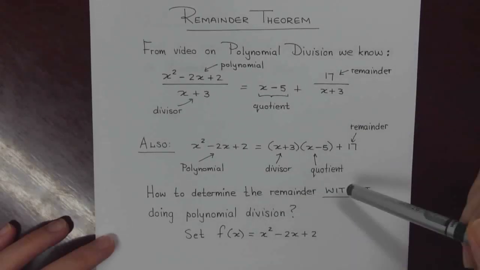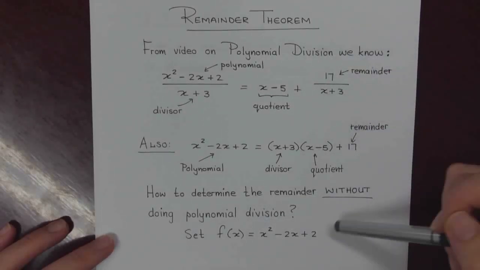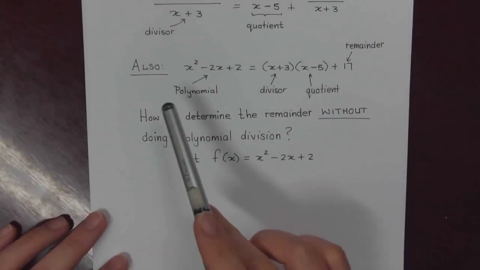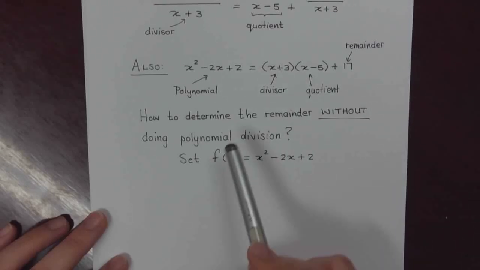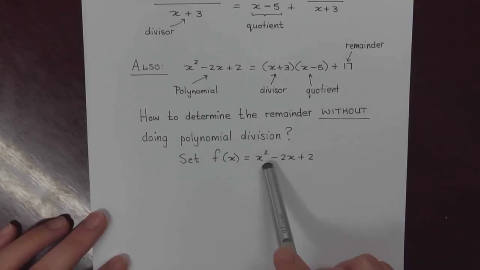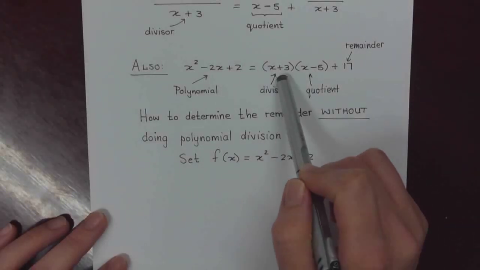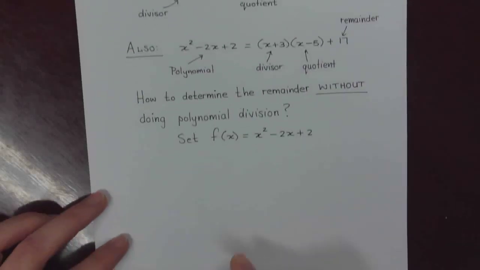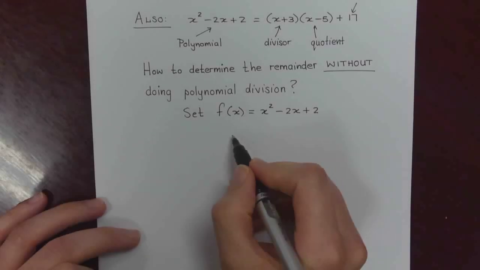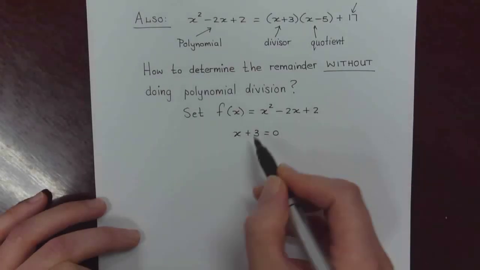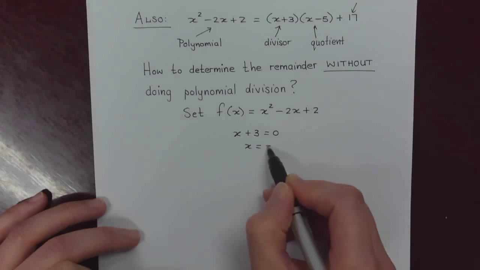Now, in order to do this, very simple and straightforward, the remainder theorem says if I take my polynomial, so in this case, x squared minus 2x plus 2, I'm going to set that equal to f(x), and there's a good reason why, you will see just now. Then the next thing I need to do is take the divisor. So what am I going to divide into that polynomial? In this case, x plus 3. So I take my divisor x plus 3 and set it equal to 0. And I quickly solve that, getting x is equal to negative 3.